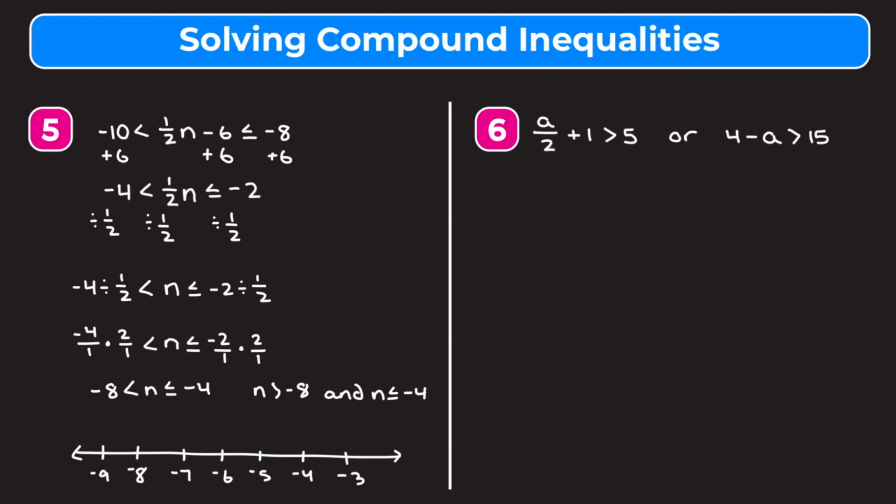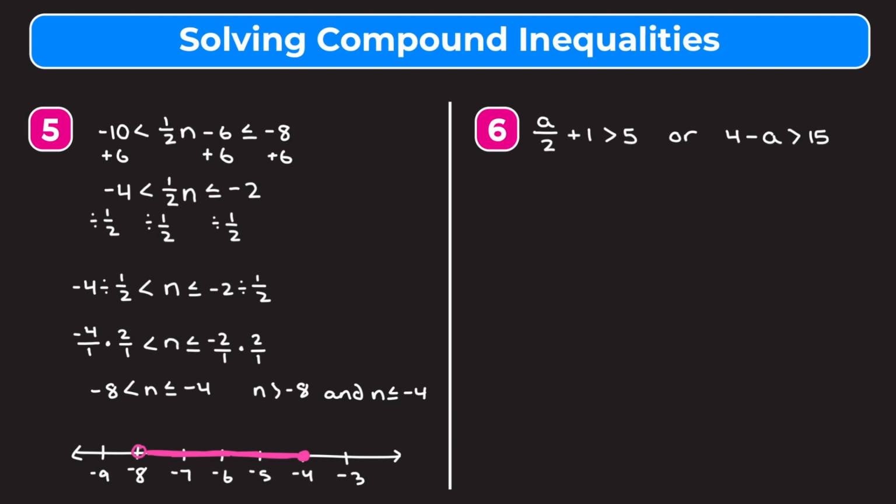N cannot equal negative 8, so I'm going to put an open circle. N can equal negative 4, so I'll put a closed circle. N is greater than negative 8, so that's to the right of this leftmost point. And n is less than negative 4, so that's going to be to the left of negative 4. So it'll end up being between both of these because it has to fit both restrictions because we have an and. So that's how you graph n is greater than negative 8 and n is less than or equal to negative 4.